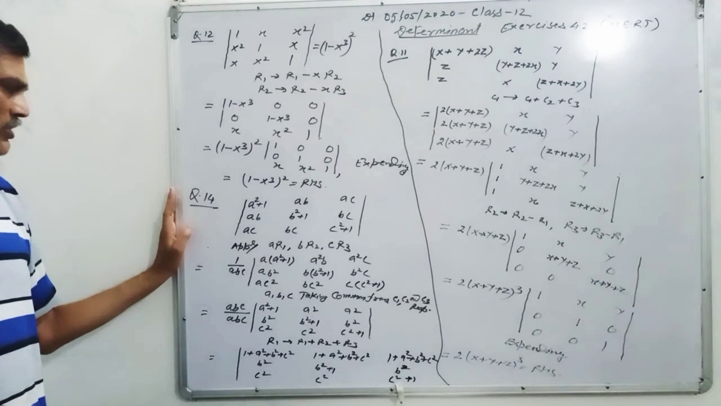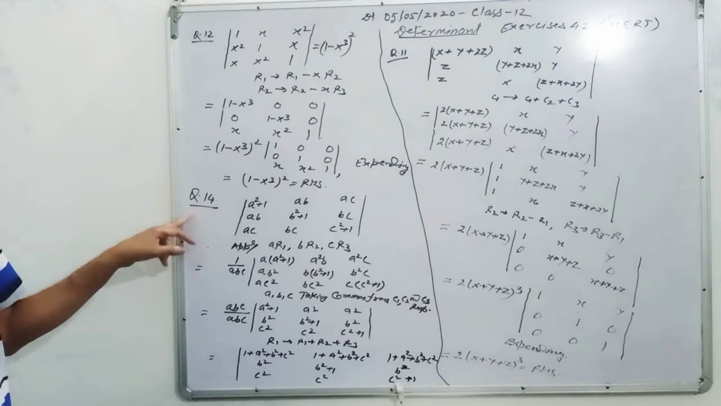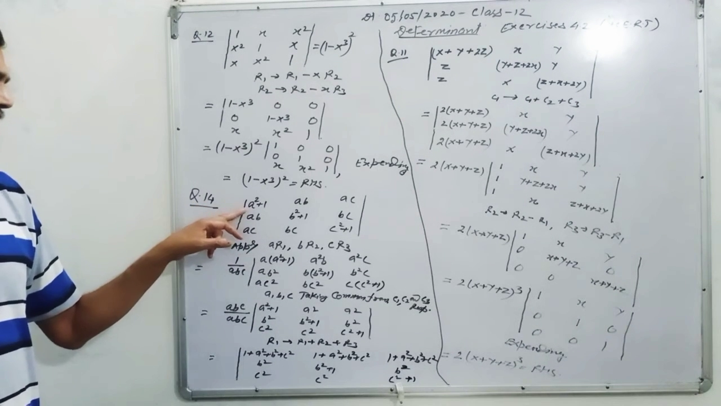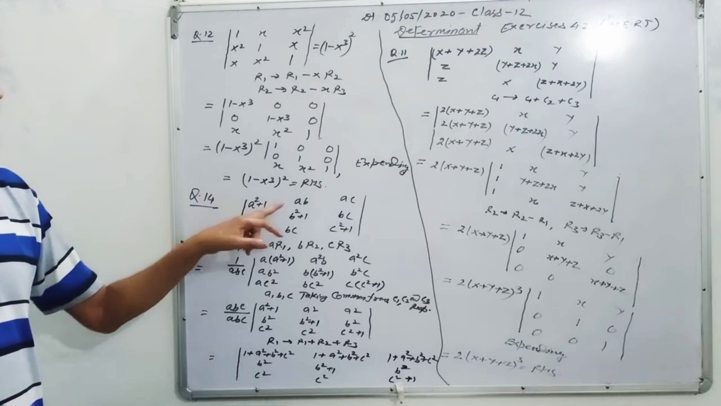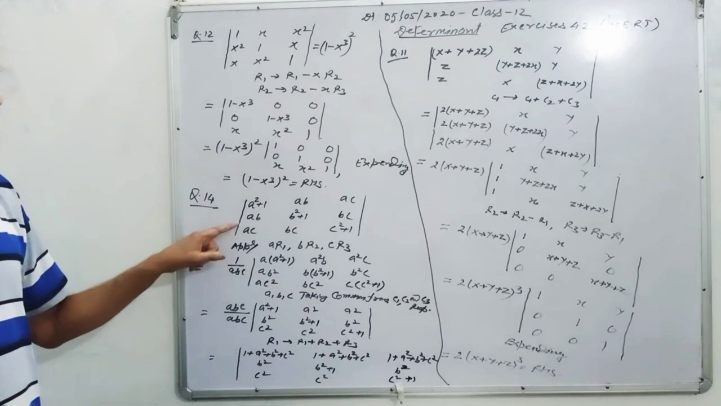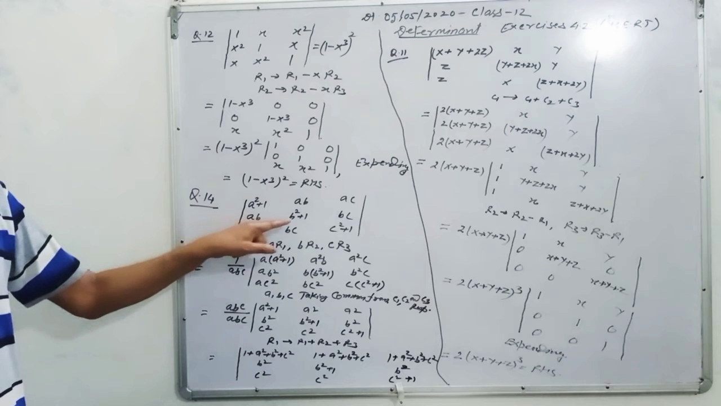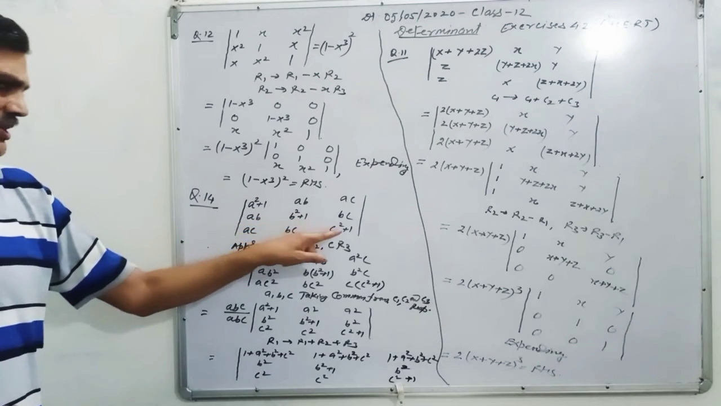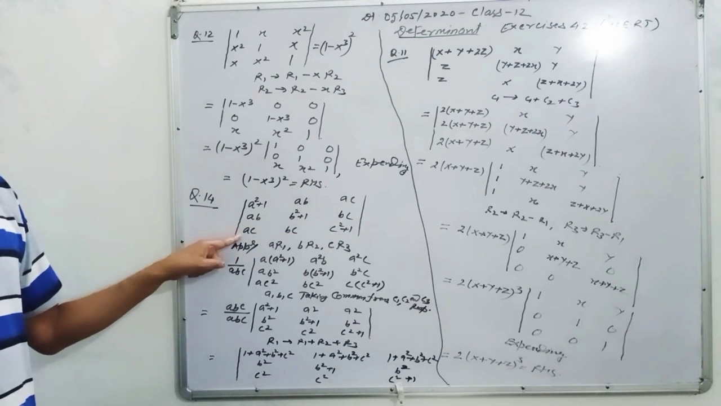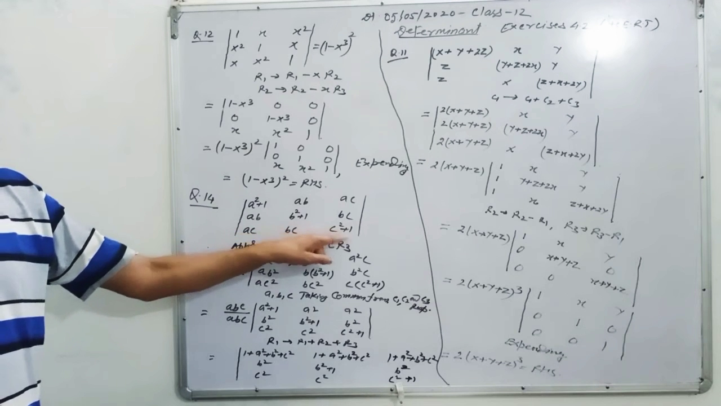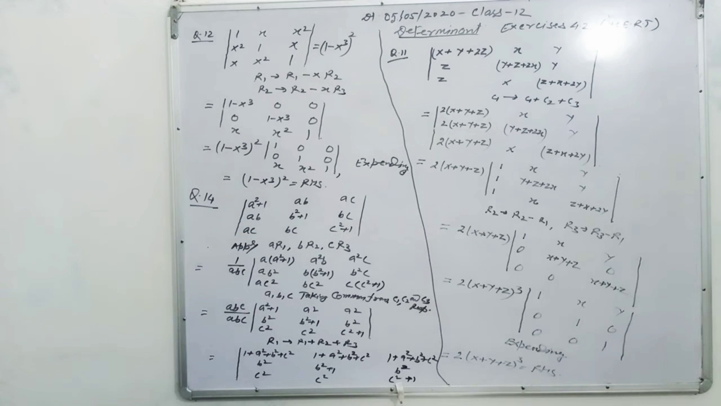Now see one more question. Question number 14. Determinant is in R1 a square plus 1, ab, ac, in R2 ab, b square plus 1, bc, in R3 ac, bc, c square plus 1. Now here you have to prove the result is 1 plus a square plus b square plus c square after solving. You have to prove this result.